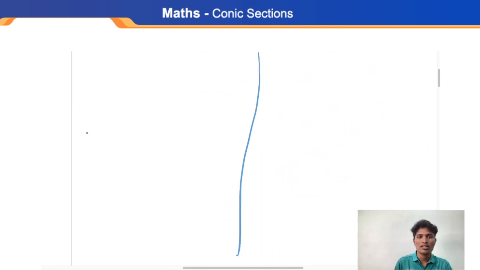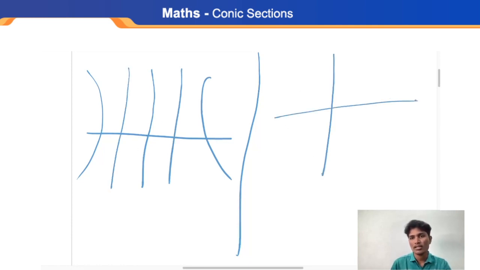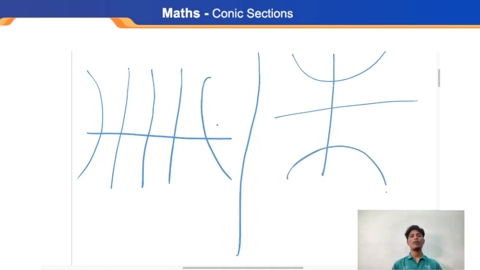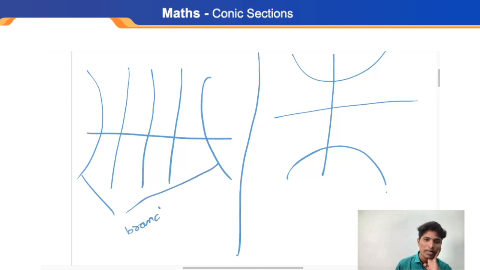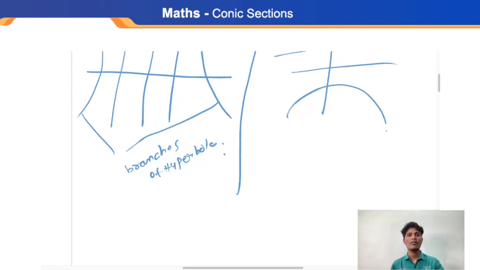One hyperbola is this thing. These are the directrices, and the next hyperbola is this thing, the upward. This is the hyperbola. These two are called branches of hyperbola. Yes, these are the branches of hyperbola, and these are the directrix equations. Now comes the discussion. What is the center?